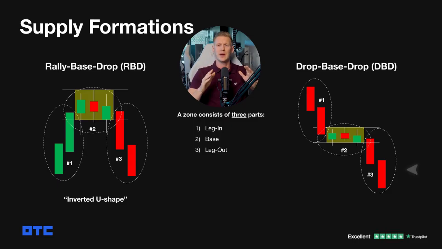As with demand formations, we assign the same candle categories. The leg in should include decisive or even explosive candles, showing a clear push into the zone. The base typically features indecisive candles, indicating a balance where neither buyers nor sellers dominate. And the leg out should be made up of explosive candles, suggesting strong institutional activity and implying that unfilled orders are likely present within the base.